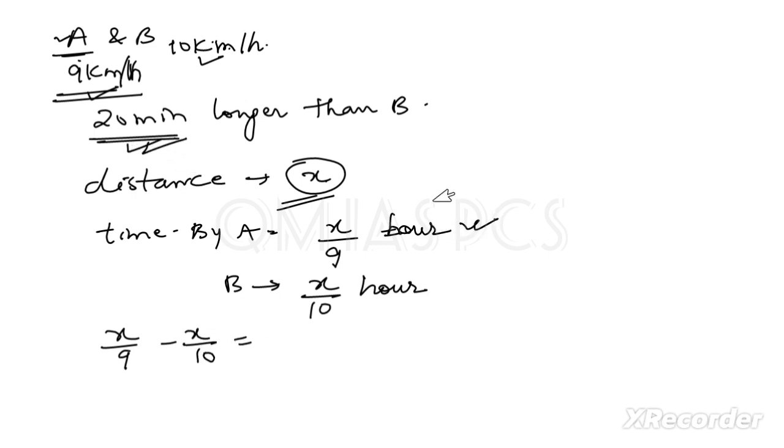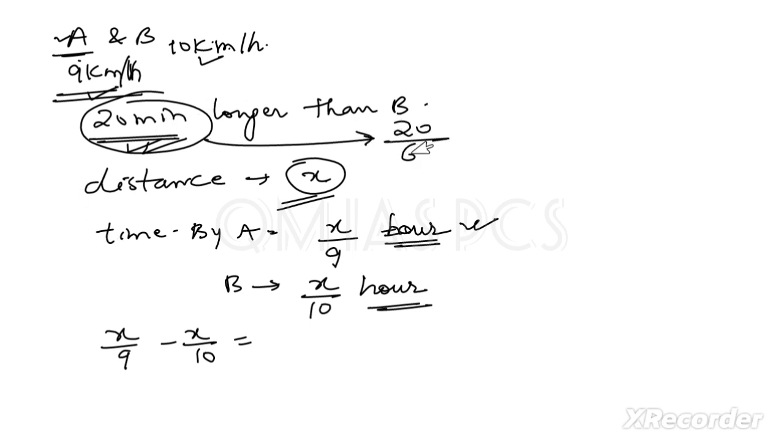But listen to one thing: here we have written hours and here it is minutes. This is the main thing. We have to understand these things. If you take equal units, then your calculation will be right, otherwise it will be a disaster. So we have to convert 20 minutes into hours: 20 divided by 60, so that will be 1 by 3 hour.